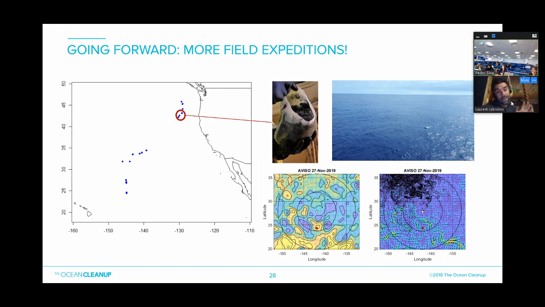But the largest station we have with Velella is this one. I mean, the other ones probably had maybe one or two sometimes, but this one was just full of it. Interestingly, that was outside the accumulation zone of plastic.